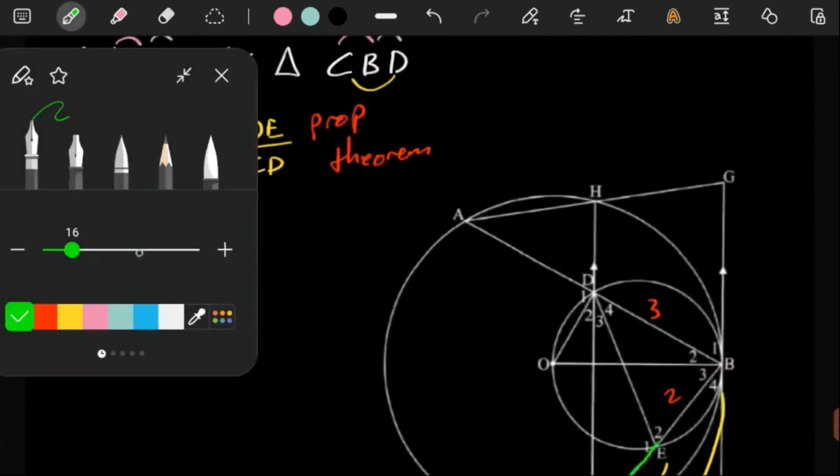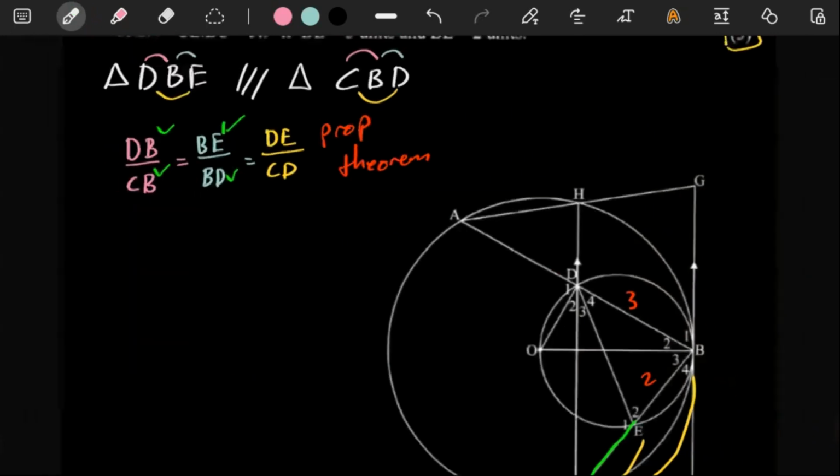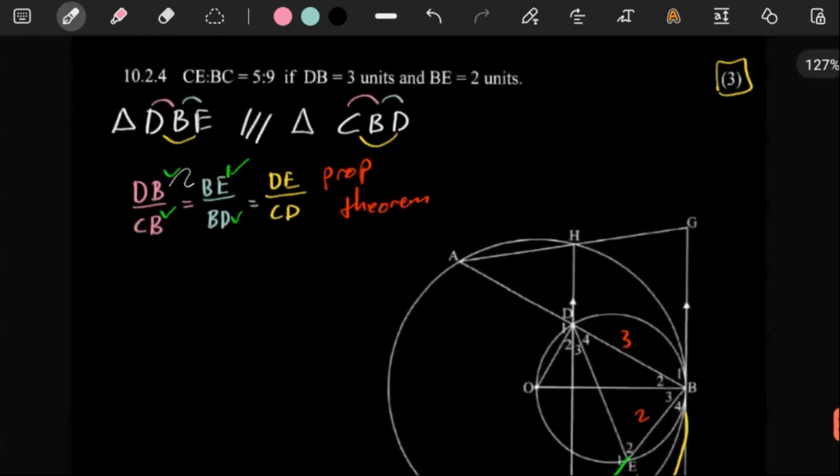So with these 2 fractions, what we can do is put the lengths that were given. Here we have DB, which is a 3, right? So if you put a 3 here, CB, we don't have any CB given, so let's write it as BC rather. And then here BE, they gave it to us as 2, and DB, which is the same as BD, they gave it to us as 3.